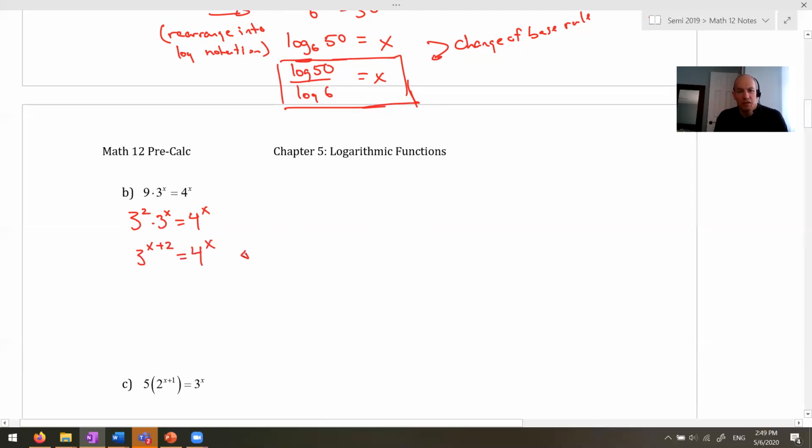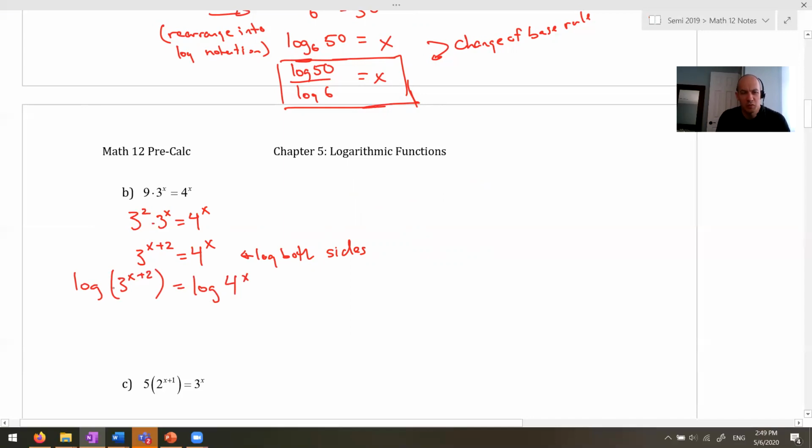Okay, so at this point here, this is when it makes sense to log both sides. If you go ahead and you log both sides in the first step, you can do it, but you're going to have to deal with a log of 9 times 3 to the x, and that splits up into log 9 plus log 3 to the x, and that's going to be a nightmare. Sometimes you have to do it, but in this case you don't. So we log both sides, and we get log of 3 to the x plus 2 equals log of 4 to the x.